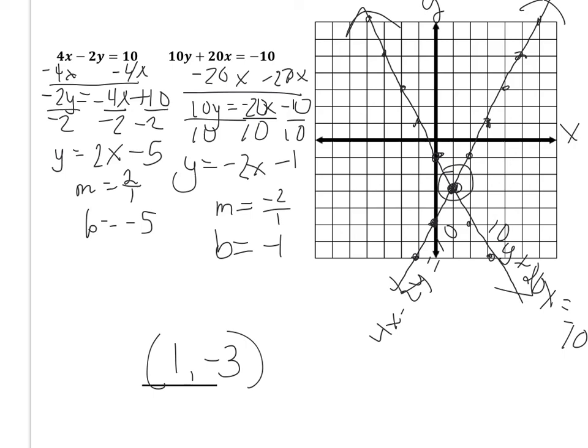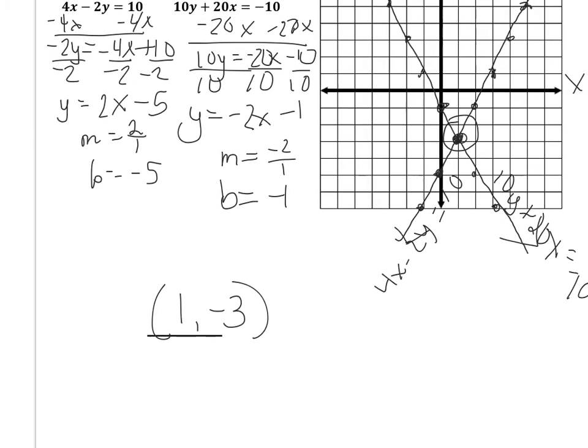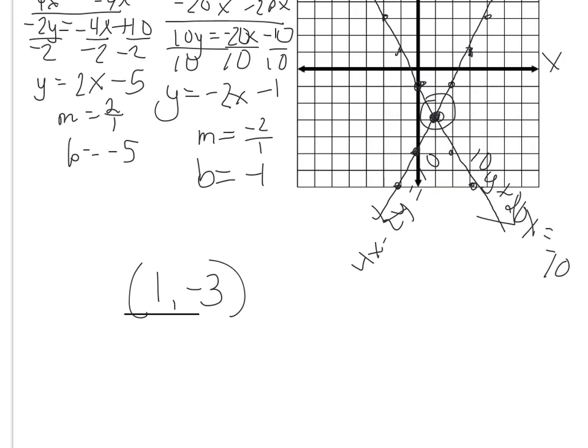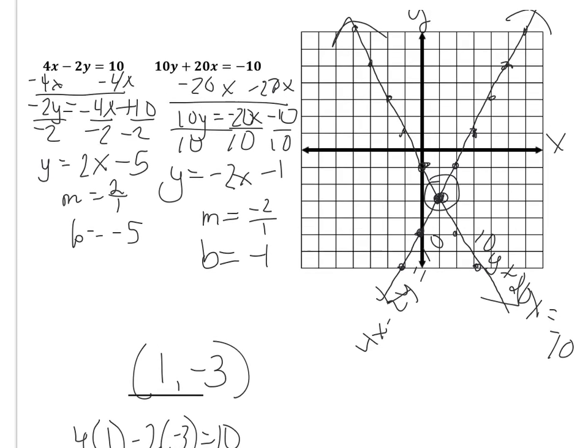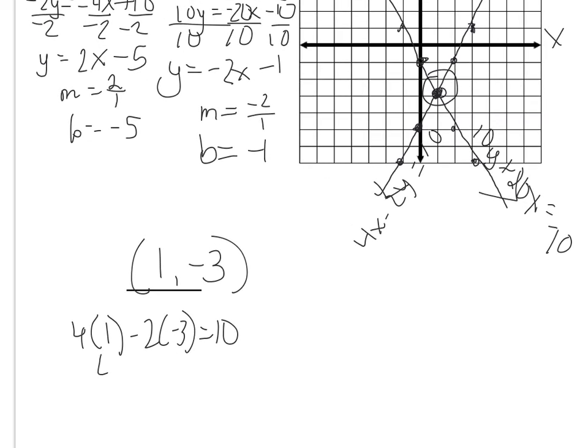And again, you can check your work. Here x is 1 and y is negative 3. In the first equation, that would give you 4 times 1 minus 2 times negative 3 equals 10. You'd get 4 plus 6 equals 10, and you'd get 10 equals 10, and it checks.